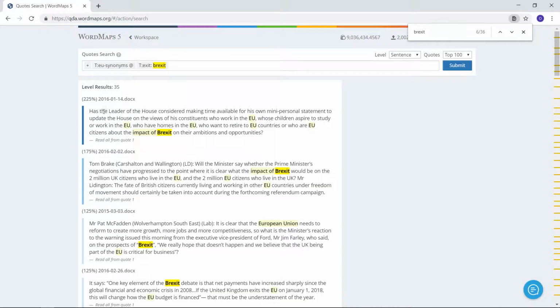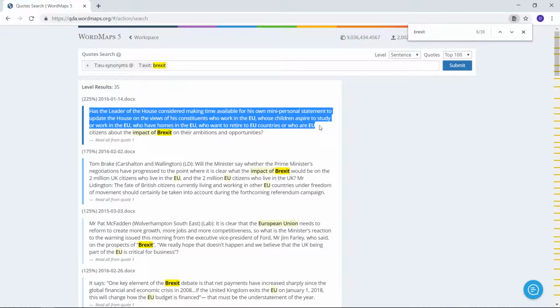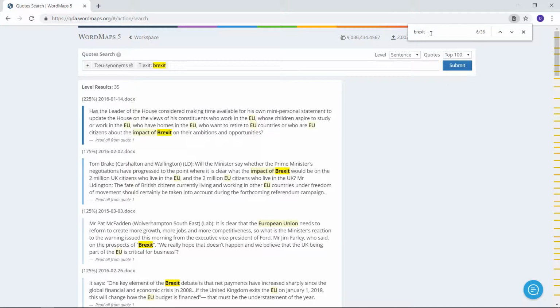We actually get 35. We have one here. This is a question: has the leader of the House considered making time available for his own mini personal statement to update the House on the view, and so forth and so forth. And we see that we have used this function up here to highlight the word Brexit, and we see it's here and several other examples of quotes with Brexit down the page.